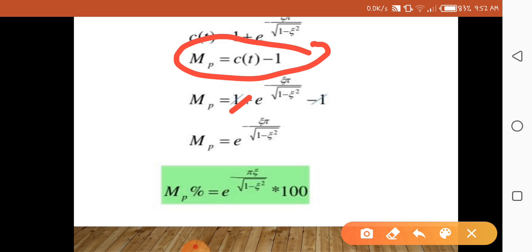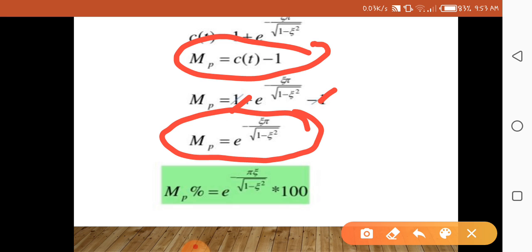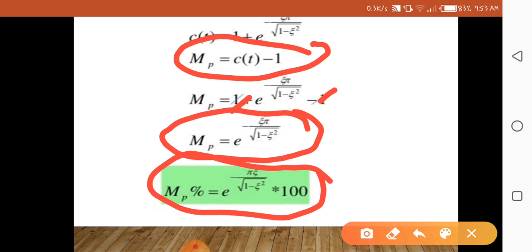So 1 cancels out. So M P is equivalent to e raised to the power minus zeta pi upon root 1 minus zeta square. So the maximum overshoot in percentage is obtained as e raised to the power minus pi zeta upon root 1 minus zeta square, into 100. So the maximum positive deviation of the output with respect to the desired value is obtained as maximum overshoot.